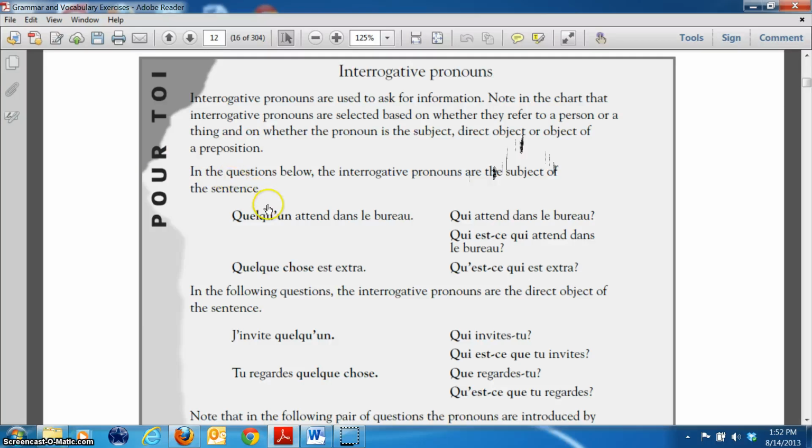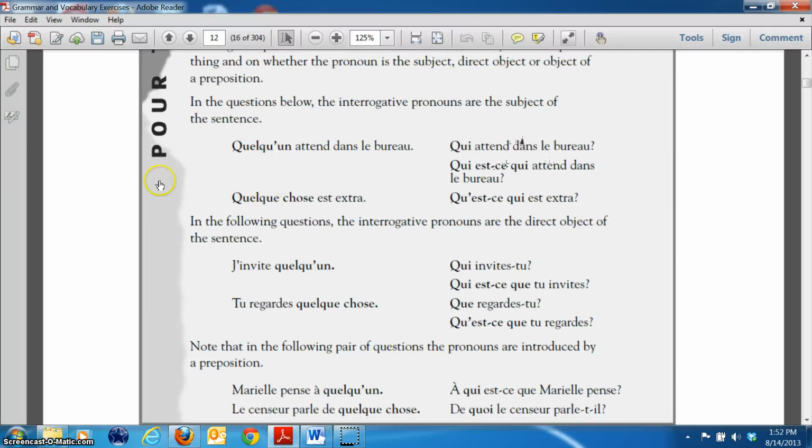Now, if we look over here, we have a different style. Instead of having qui here, now they've changed it to que over here. So that changes the meaning slightly. I invite someone. And notice that someone now is after the verb, instead of being in front. So if it's in front, it's the subject. And if it's after, it's the object or the direct object. Sometimes it's indirect if there's a preposition here. But in this case, it's subject, verb, direct object. I invite someone.